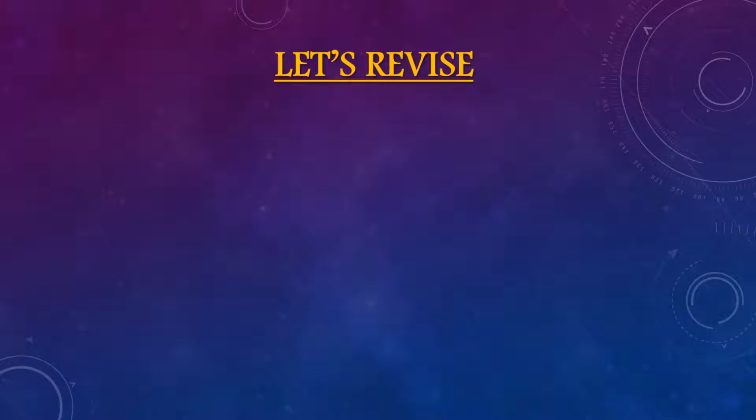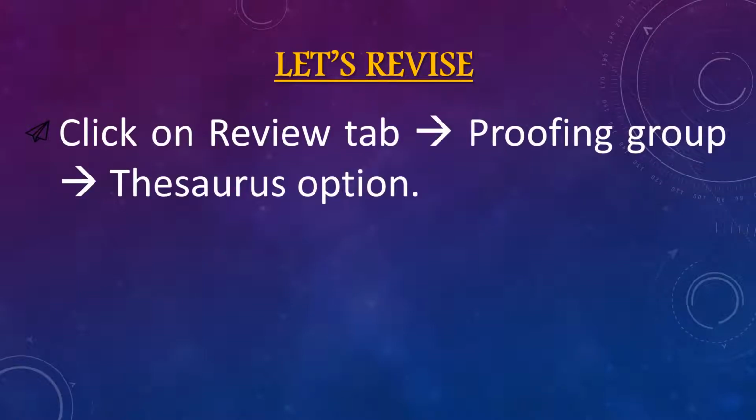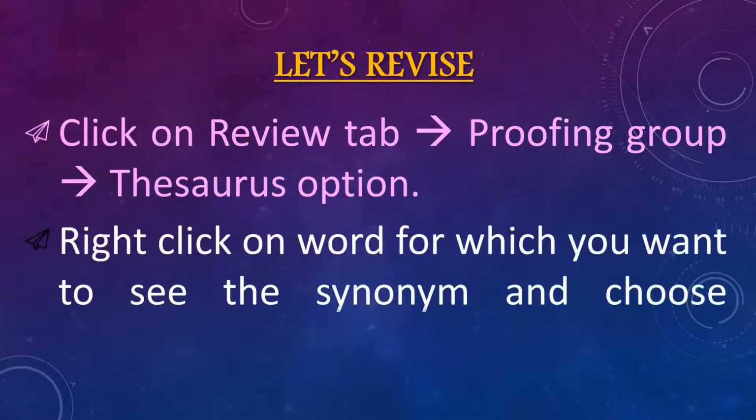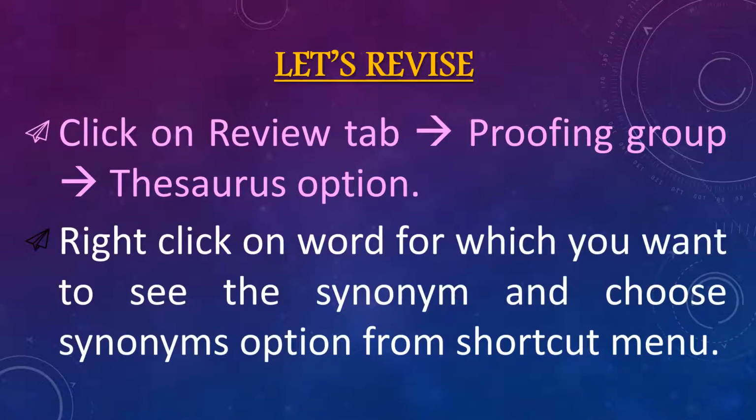So now let's revise the methods that we had used to use the thesaurus feature. One, click on Review tab, Proofing Group, Thesaurus option. It will open the thesaurus task pane in which you can see the list of various synonyms and antonyms. Second method is right click on the word for which you want to see the synonym. A shortcut menu will appear and choose the synonym option from that shortcut menu. You will see a list of various synonyms are given and you can choose any synonym to replace the word. Okay.